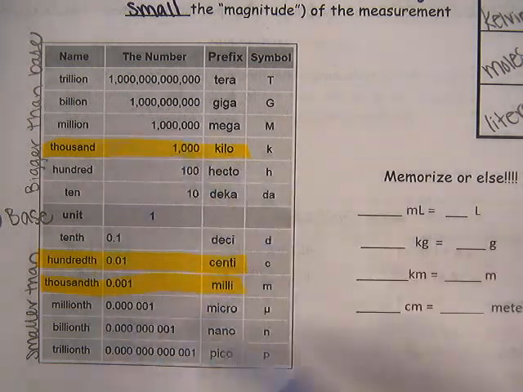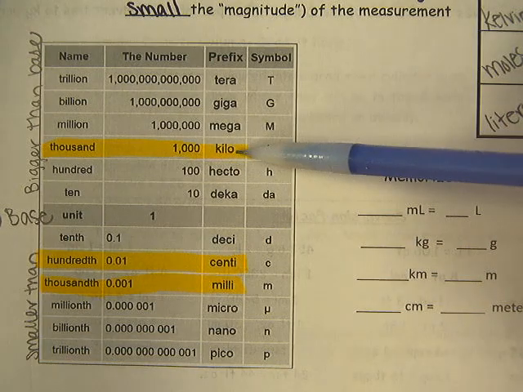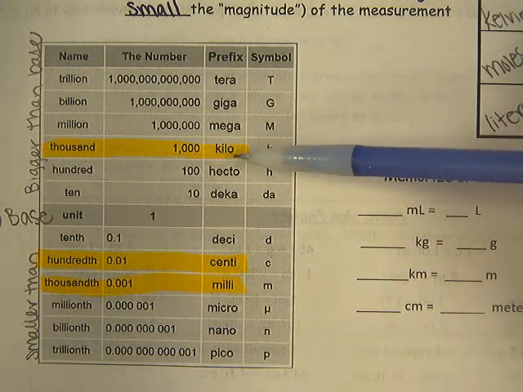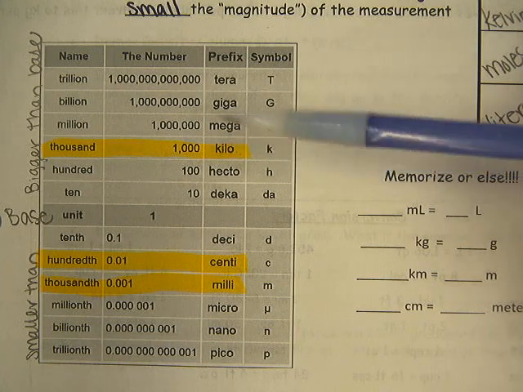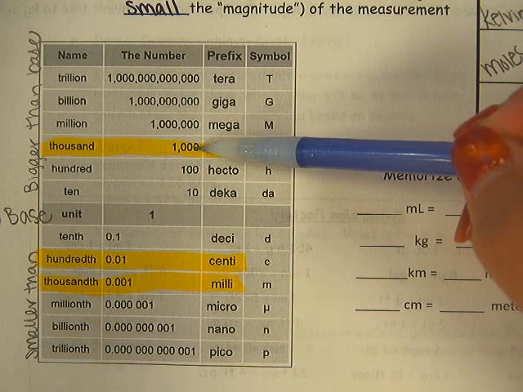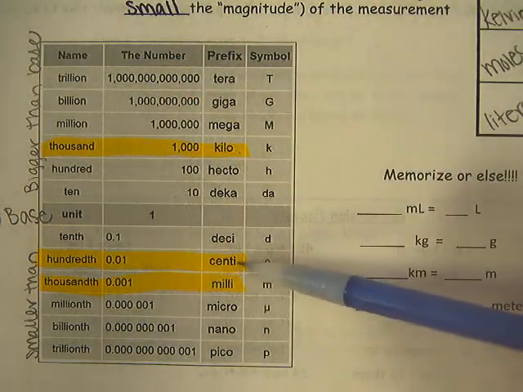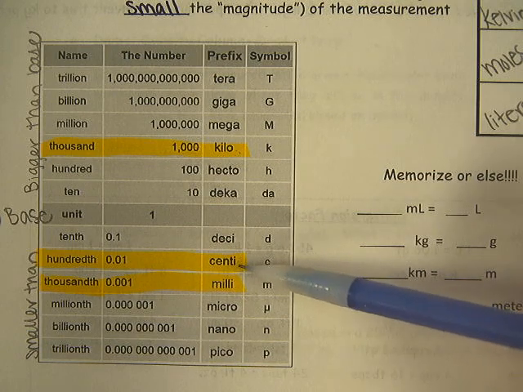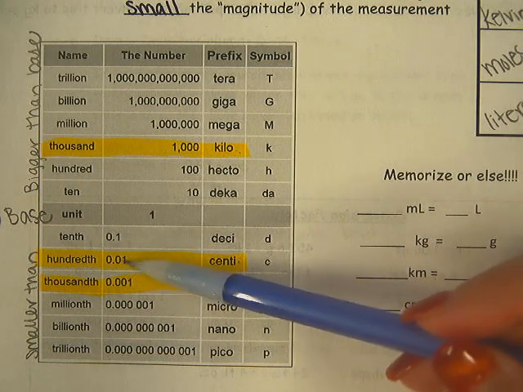And so what these things are telling you is that if something is a kilogram or kilonewton or kilometer or kiloliter or kilosecond or whatever we put it on, any of the base units, that means that it is 1,000 times bigger than the base unit. And if something is a centigram or a centimeter or a centiliter or whatever it is, it's 1/100th of the base unit.